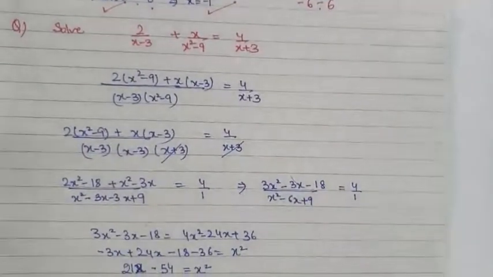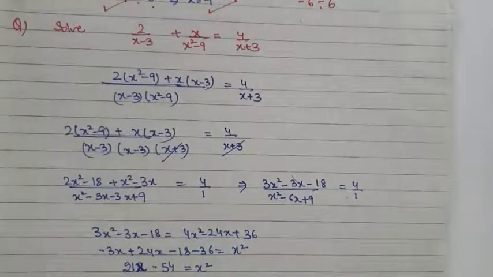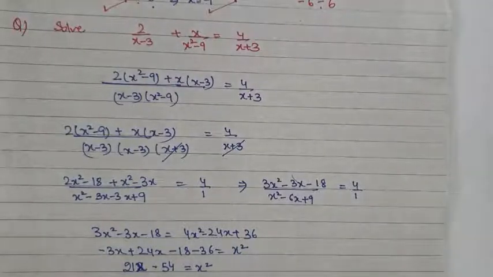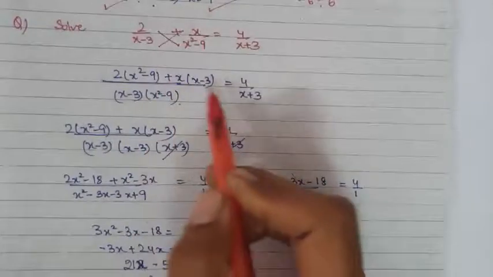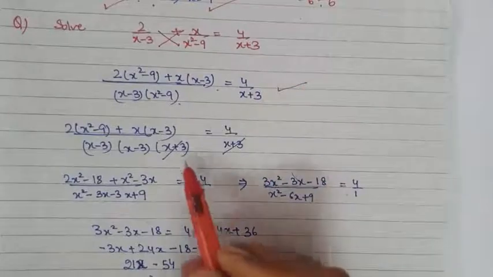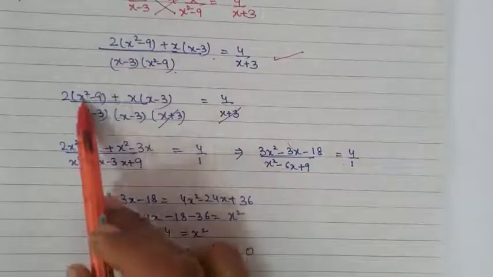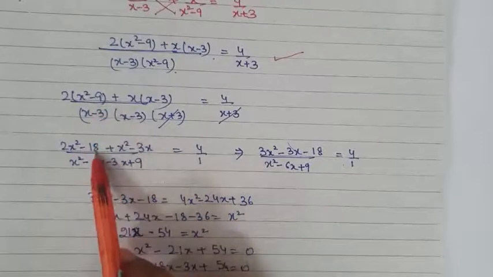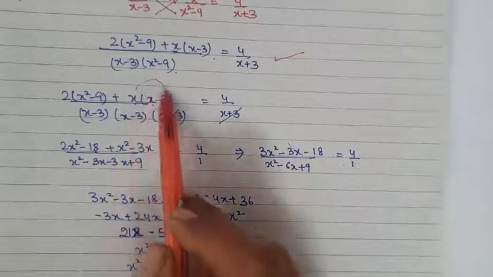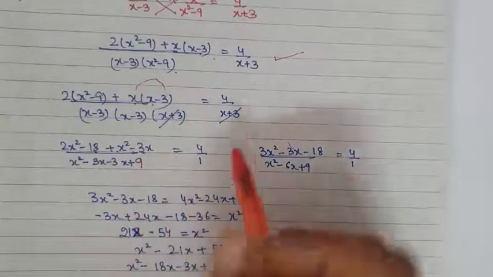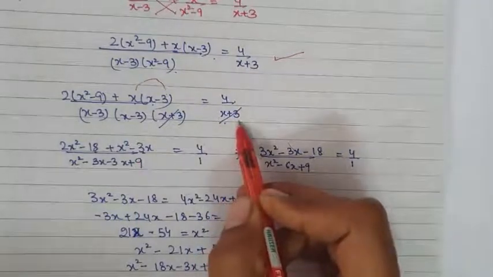The next question is 2 upon x minus 3 plus x upon x square minus 9 is equals to 4 upon x plus 3. Children, this is also the same, multiplication of the denominator, then do the cross multiplication. Clear? Now see, 2 into x square, 2x square, minus 2 into 9, minus 18, x into x, x square, minus x into 3, 3x is equals to 4 upon x plus 3.